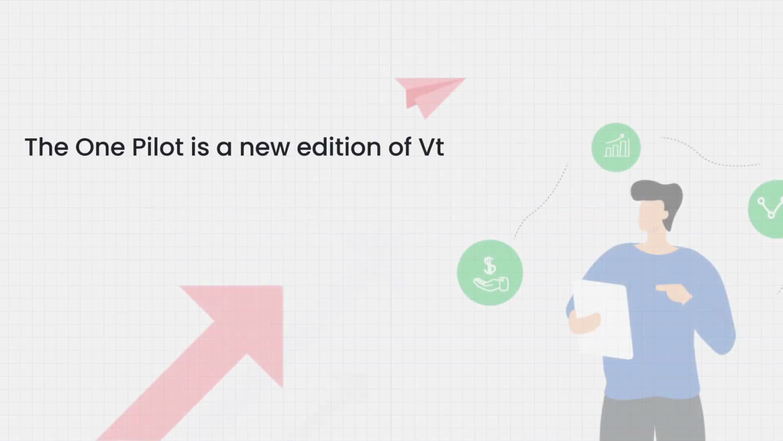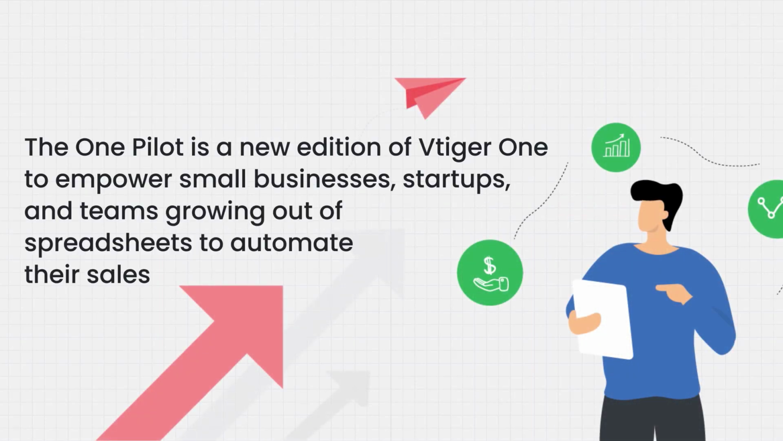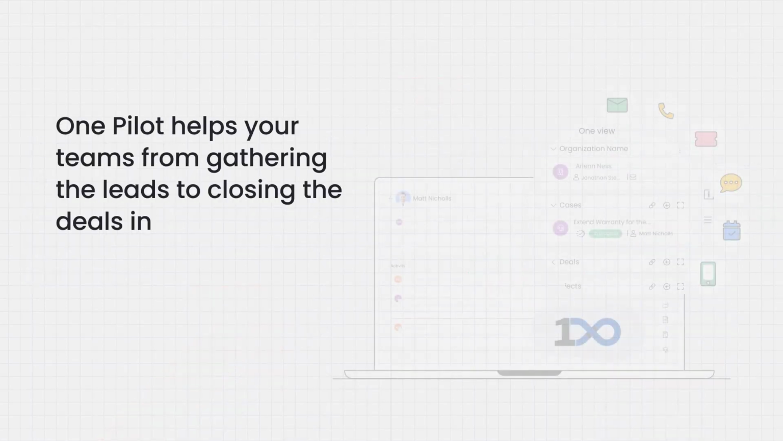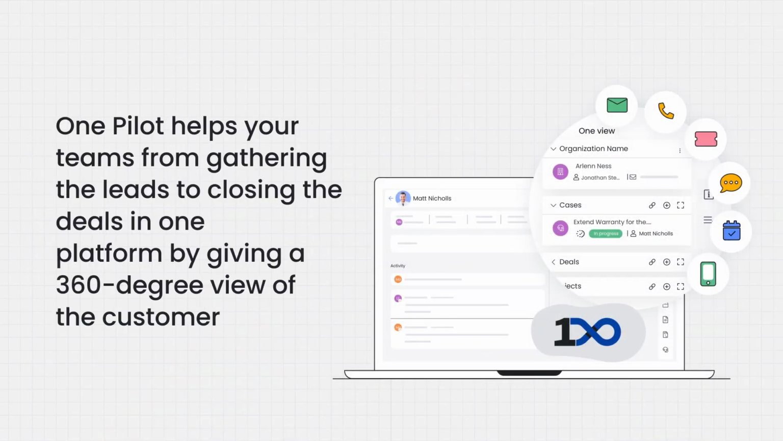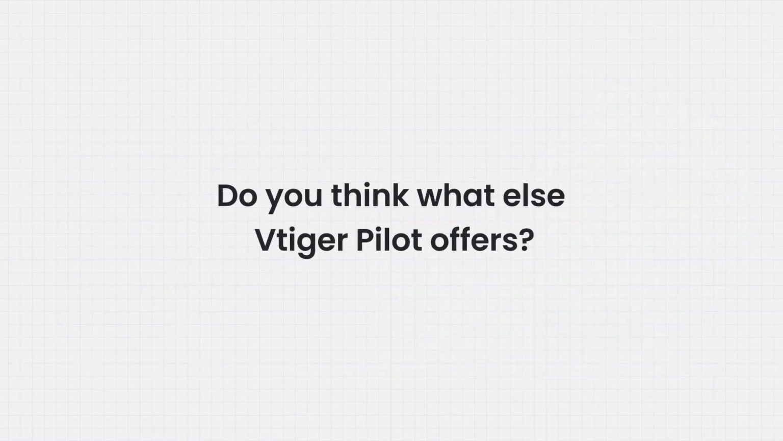The One Pilot is a new edition of Vtiger One to empower small businesses, startups and teams growing out of spreadsheets to automate their sales. One Pilot helps your teams from gathering the leads to closing the deals in one platform by giving you a 360-degree view of the customer. Well, what else do you think Vtiger Pilot offers?